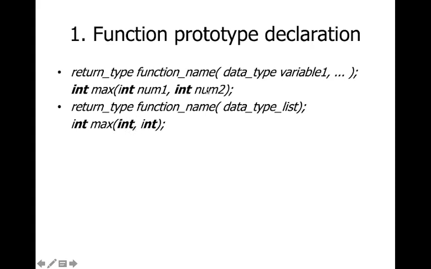So we are not mentioning the names. It is not necessary that you should name these variables, and it is not necessary that you should use the same names inside the definition also. We will see that later. So you can either declare with the variable names or without mentioning the variable names. We simply declare the types of variables that are inside the function, that are parameters. We can call these parameters. Okay.